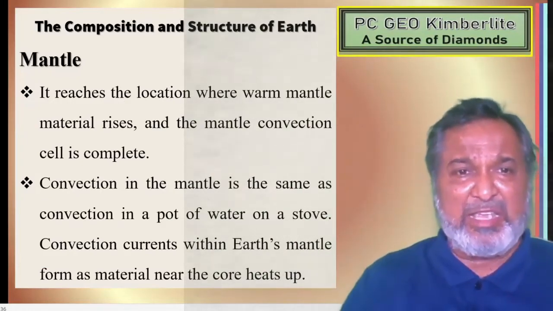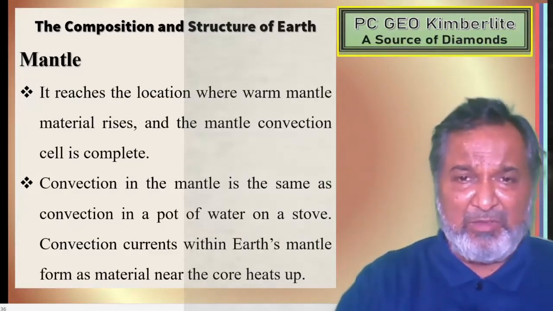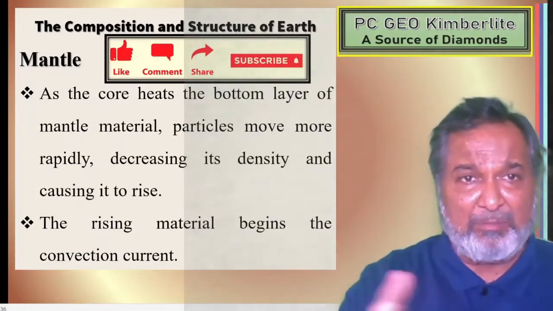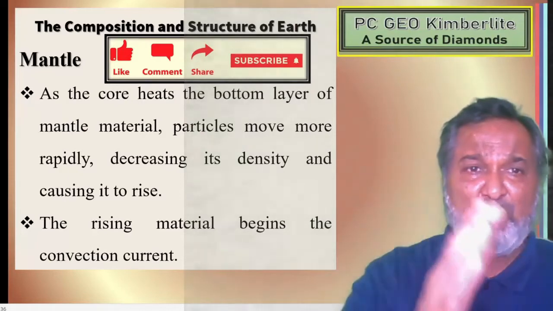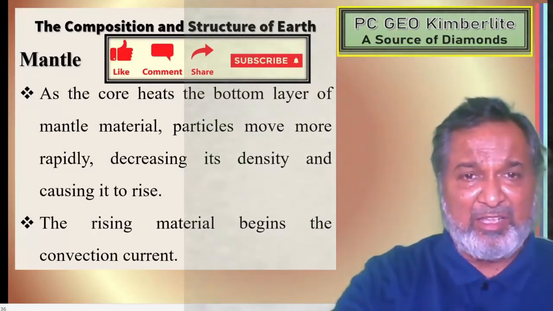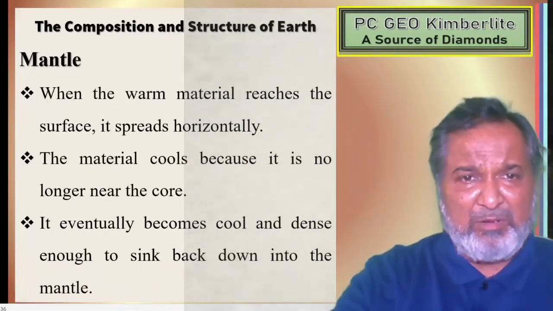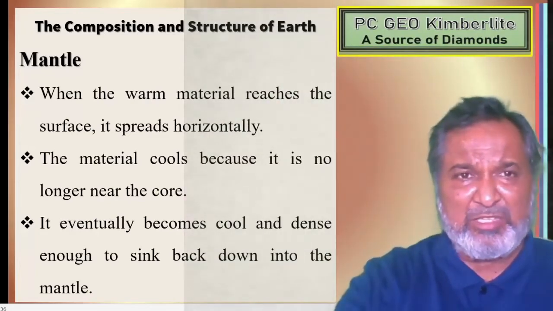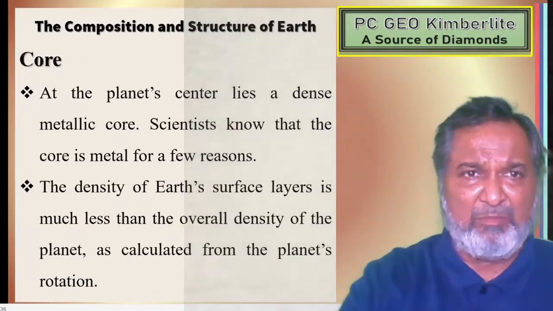Convection in the mantle is the same as the convection of hot water on a stove. Convection currents within the earth's mantle form as the material near the core heats up. As the core heats up, the bottom layer of the mantle material's particles move more rapidly, decreasing density and causing it to rise. The rising material begins the convection current, and when it reaches the surface, the cycling process takes place. We have already covered this.